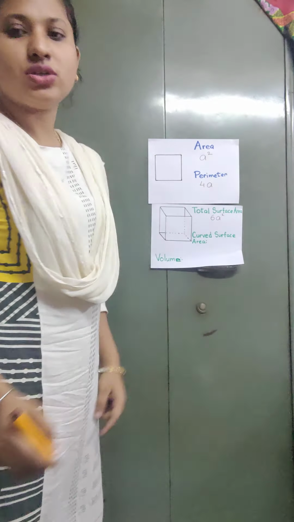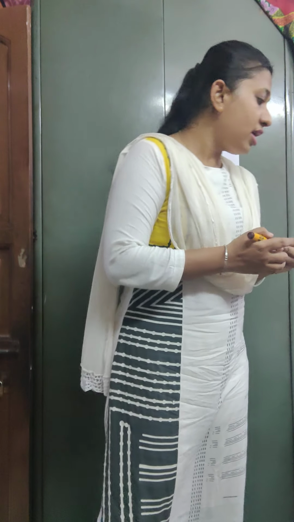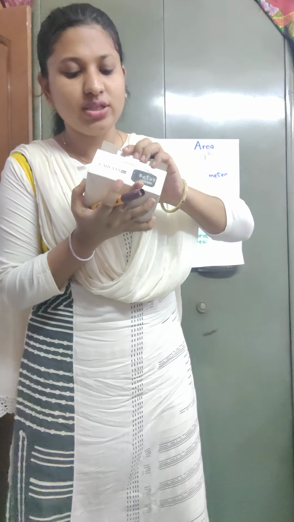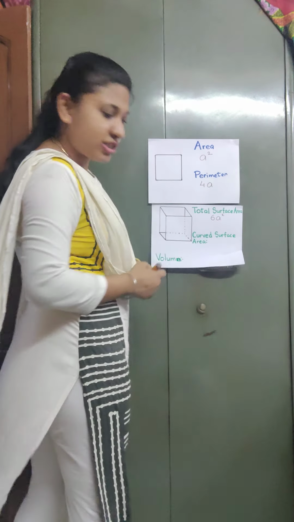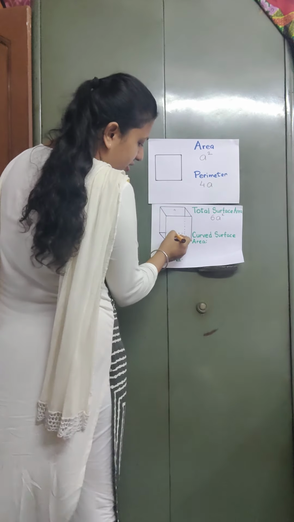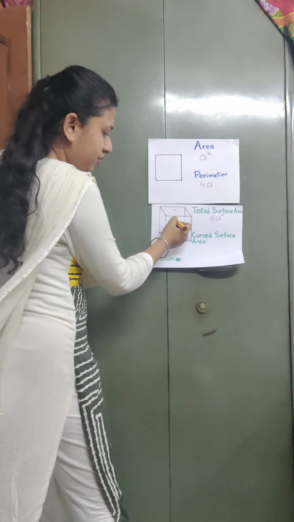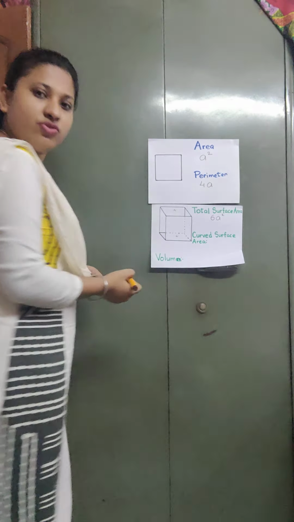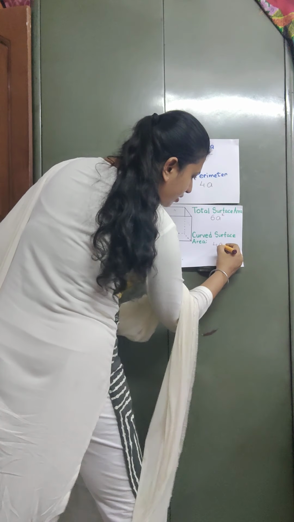Now the curved surface area. What is the curved surface area? We have to exclude the top part and the bottom part. After excluding them, how many sides are left? 1, 2, 3, 4. So it will be 4A square.